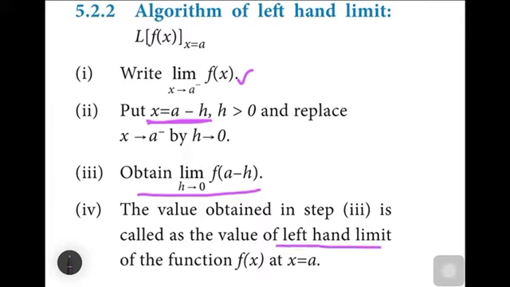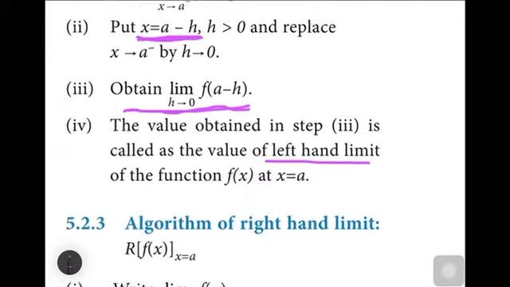So first write the limit as limit x tends to a minus f of x, and then put x is equal to a minus h when h is greater than 0. Now we have to evaluate the value of that limit. Okay, so this is known as the left hand limit.